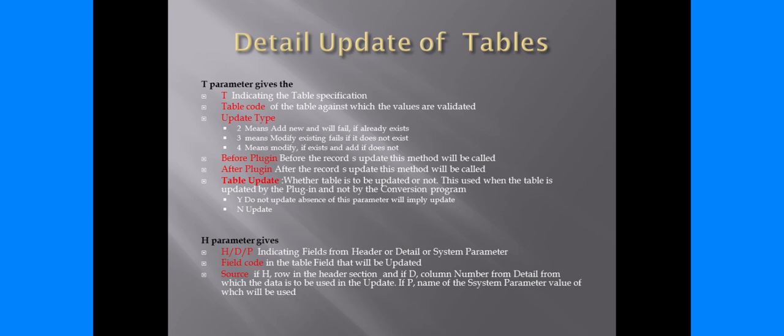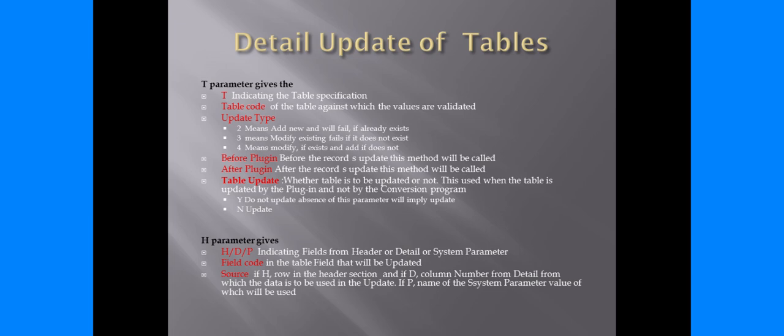Before table update plugin method. After table update plugin. Table update or not. Whether table is to be updated or not. This is used when the table is updated by the plugin and not by the conversion program. Y, do not update? Absence of this parameter will imply update. N, update. D parameter will specify field code in the table to be updated. Column number in the detail from which the field value is to be used. Whether field is to be updated or not.